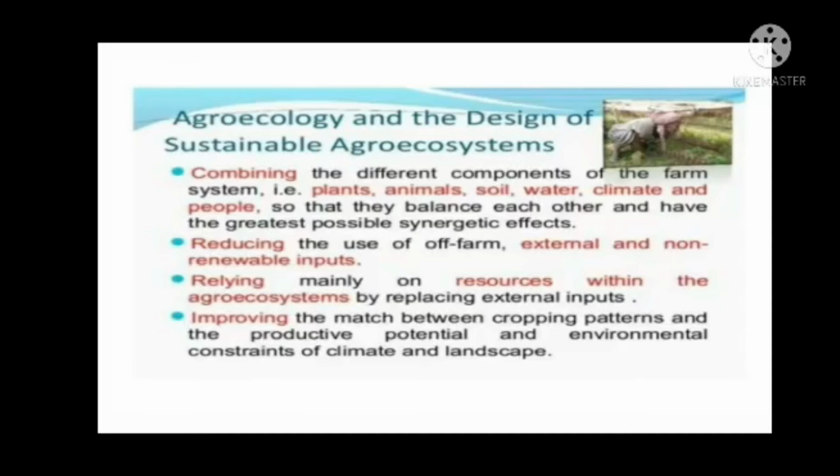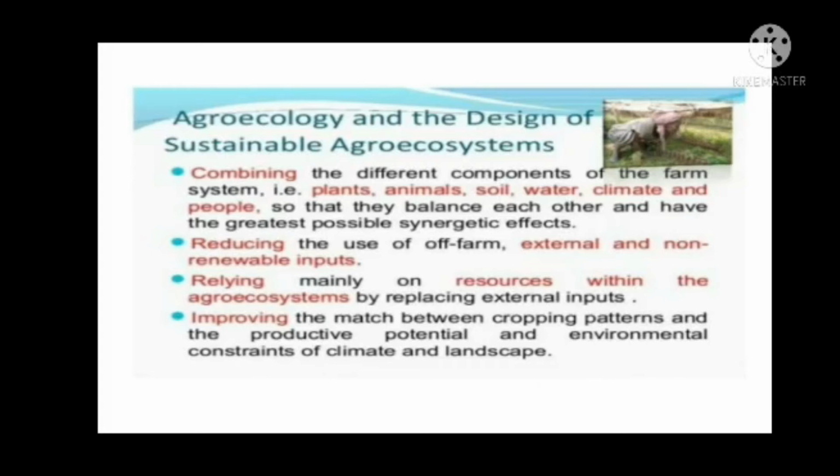Agroecology and the design of sustainable agroecosystems. First is combining the different components of the farm system: plants, animals, soil, water, climate, and people, so that they balance each other and have the greatest possible synergetic effects.